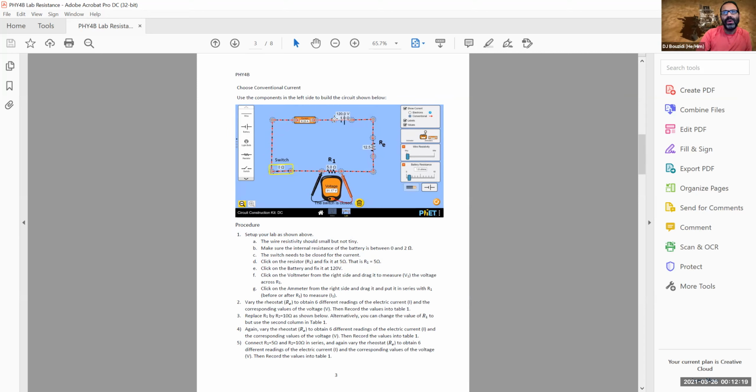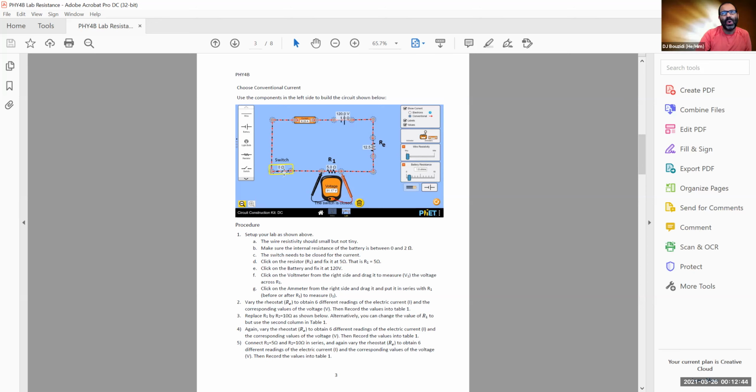When you're in here, you're going to choose a battery, and they tell you to specifically pick a battery of 120 volts. That's the maximum voltage. You're going to pick a voltmeter from here to measure the voltages. You're going to pick an ammeter also to measure the currents. And you're going to pick two resistances from here, R1 and R2. R1 is here, and this resistor is going to be a variable resistor.